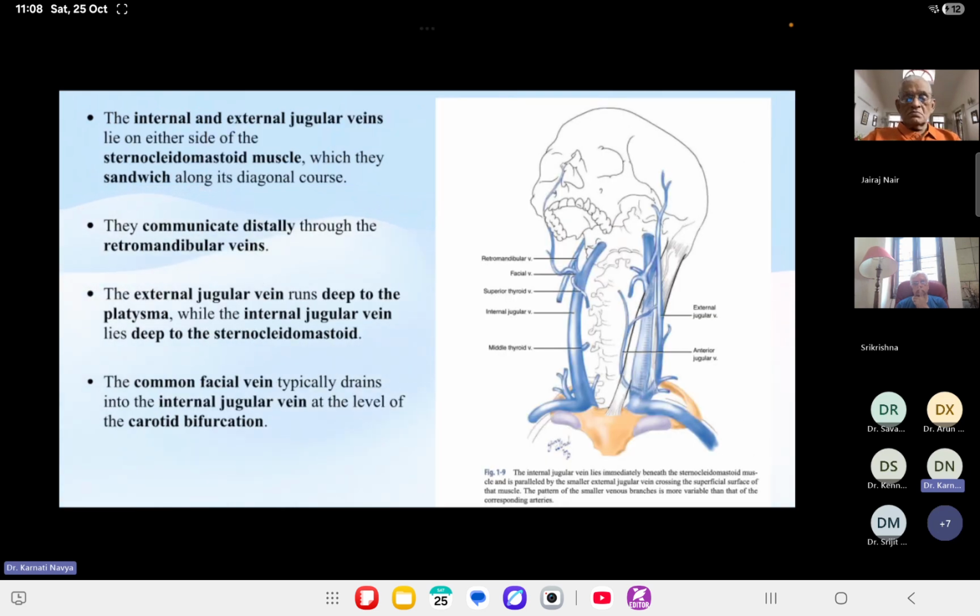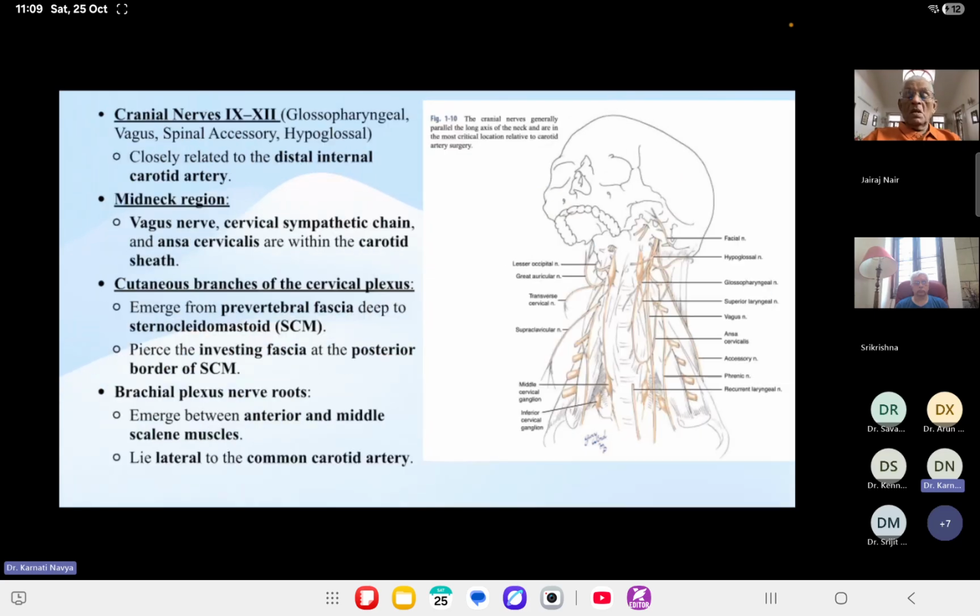carotid artery. The internal and external jugular veins lie on either side of the sternocleidomastoid muscle, which they sandwich along this diagonal course. They communicate distally through the retromandibular veins. The external jugular vein runs deep to the platysma, while the internal jugular vein lies deep to the sternocleidomastoid muscle. The common facial vein typically drains into the internal jugular vein at the level of carotid bifurcation, and it is one of the branches which we ligate on opening the carotid sheath.